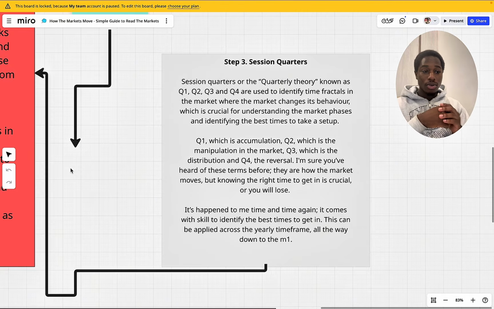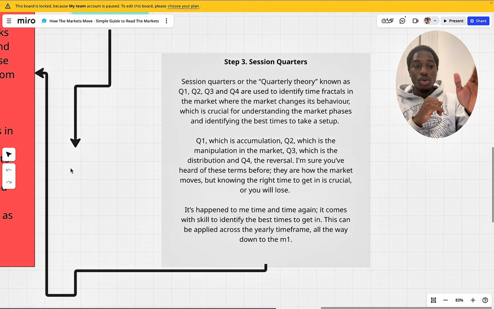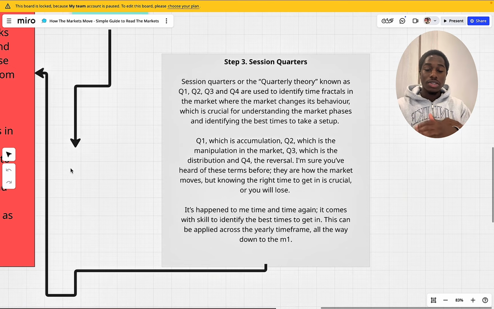This can be applied across the yearly time frame all the way down to the M1. So AMD applies to every single time frame, as well as Q1, Q2, Q3, and Q4. It applies to every single time frame of the charts.